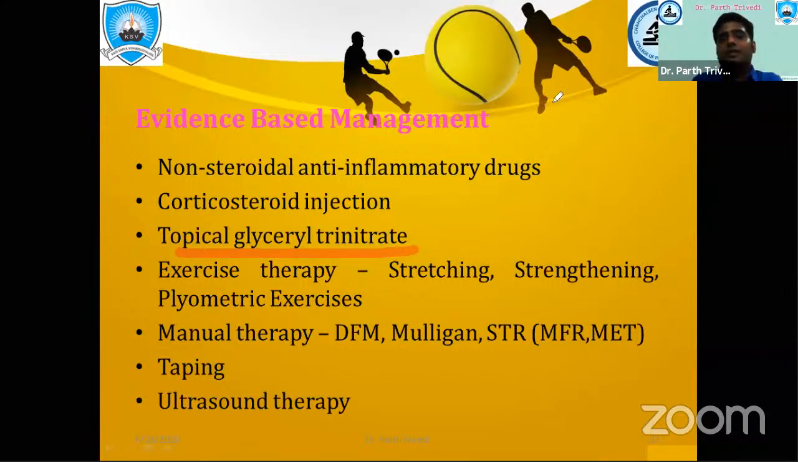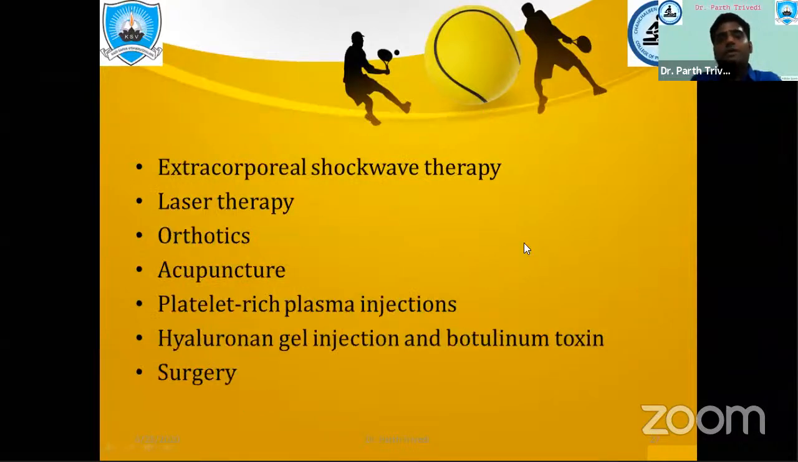Then we are thinking about exercise therapy, manual therapy, taping, ultrasound, and extracorporeal shockwave therapy, laser, orthotics, acupuncture, PRP injections. These are coming in nowadays. I have seen many orthopedic practitioners and even patients taking these platelet-rich plasma injections. Again, hyaluronic gel injections and botulinum toxin injections are also available, and surgery. So each and every one is a treatment. I'm not going to discuss how it is given. I am going to discuss what the evidence is and how we are going to put it into our management.